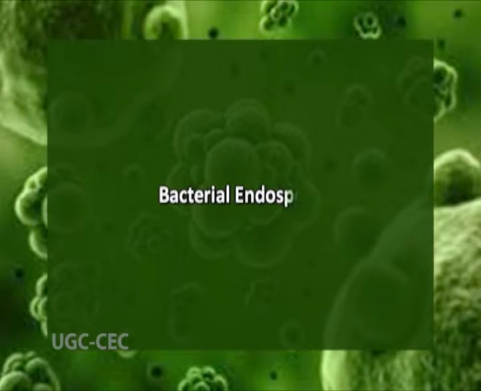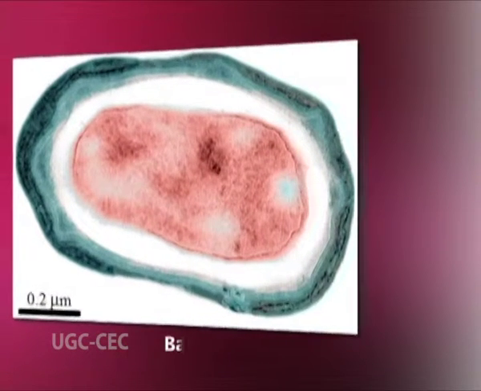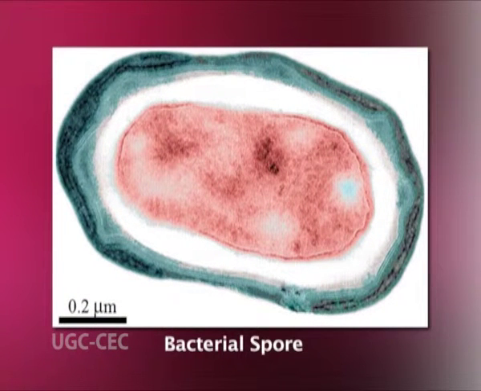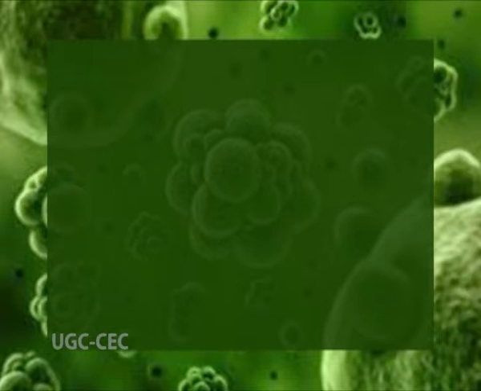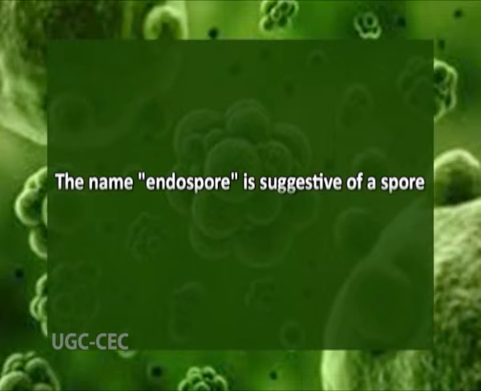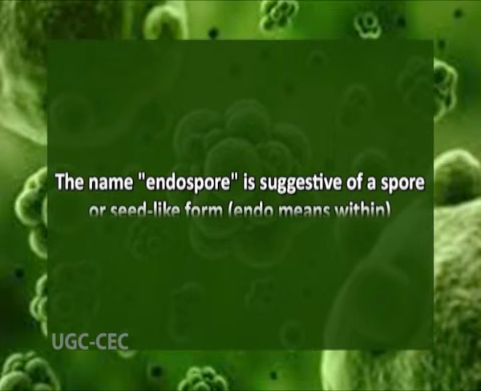Now we will discuss the bacterial endospore. Some bacteria have the ability to form a highly resistant resting stage called spores, which helps them to overcome adverse environmental conditions that are unfavorable for vegetative growth of the cell. They are produced by certain bacteria from the Firmicutes phylum. The name endospore is suggestive of a spore or seed-like form. Endo means within, but it is not a true spore.